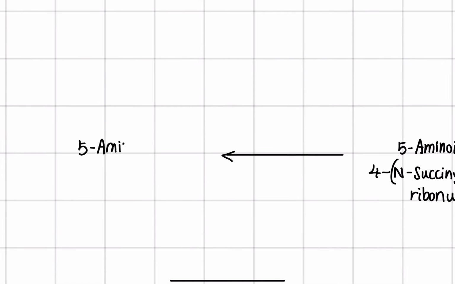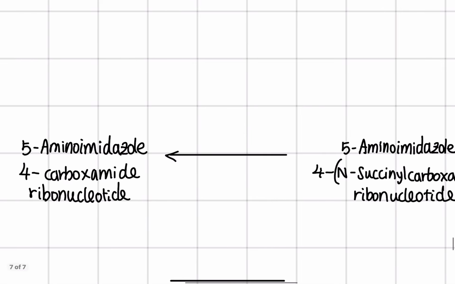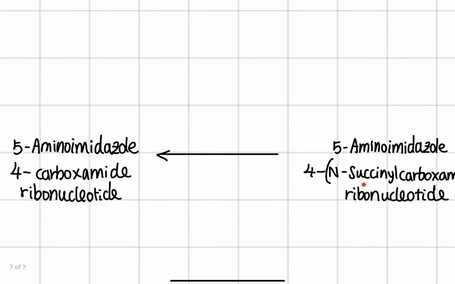Five amino imidazole 4 carboxamide ribonucleotide. Well, you can clearly see that the N-succinyl disappeared. How did it disappear? Basically, we got rid of fumarate.